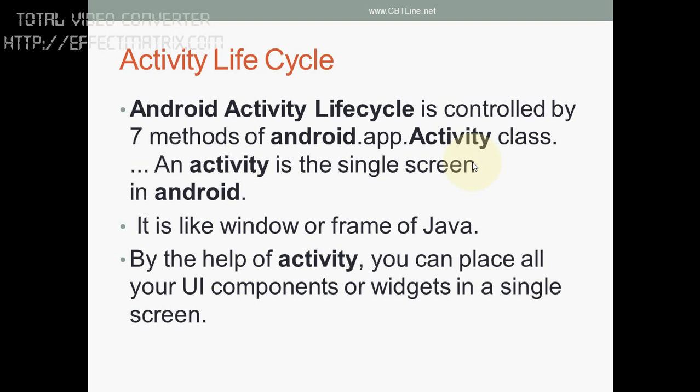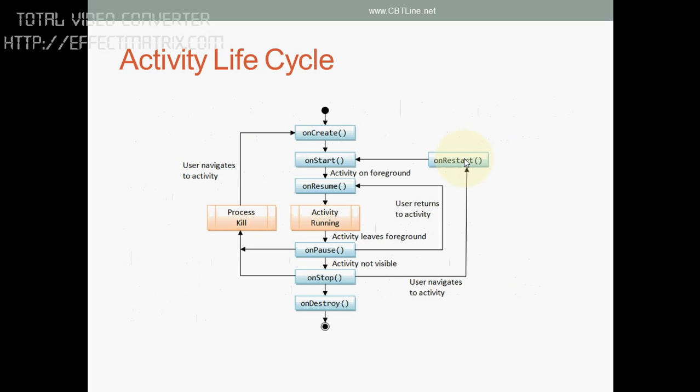Alright, now the Android Activity Lifecycle is controlled by 7 methods of the Android App Activity class. An Android activity is a single screen in Android. It's like a window or a frame in Java. With the help of an activity, you can place your UI components or widgets in a single screen. Now, the activity lifecycle looks somewhat like this.